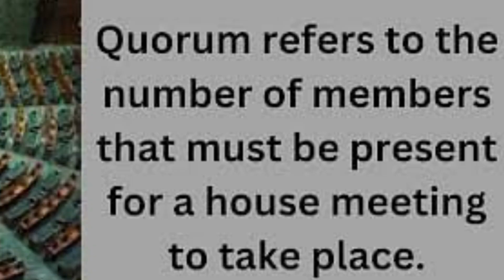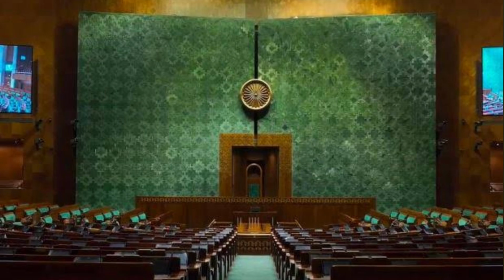Quorum. It is the minimum number of members required to be present in the House, that is 1/10 of the total number of members in each House, including the presiding officer. It means that 55 members out of 552 in case of Lok Sabha and 25 members out of 250 in case of Rajya Sabha. It is the duty of the presiding officer to either adjourn or suspend the House if there is no quorum.